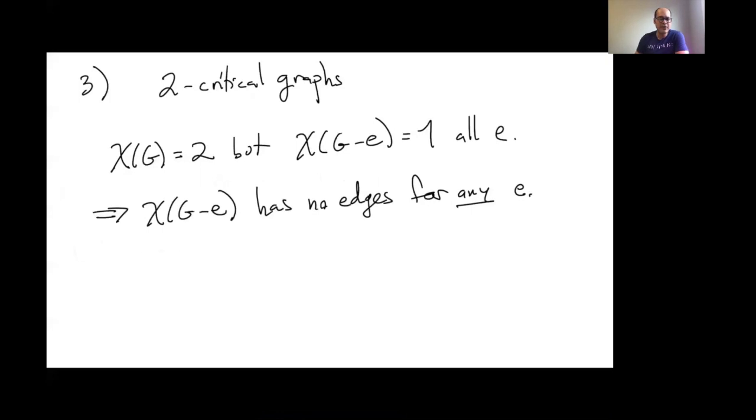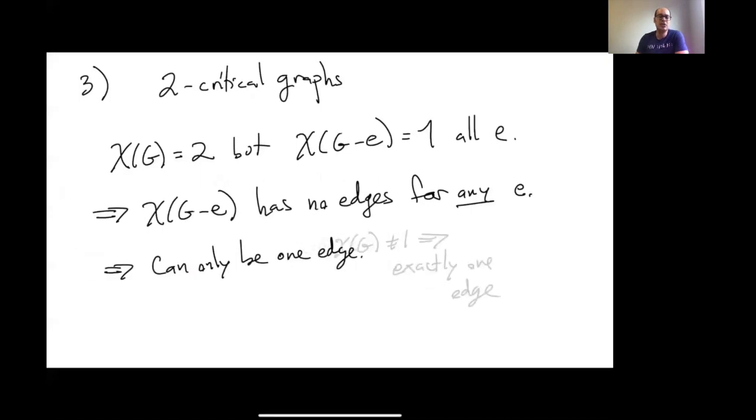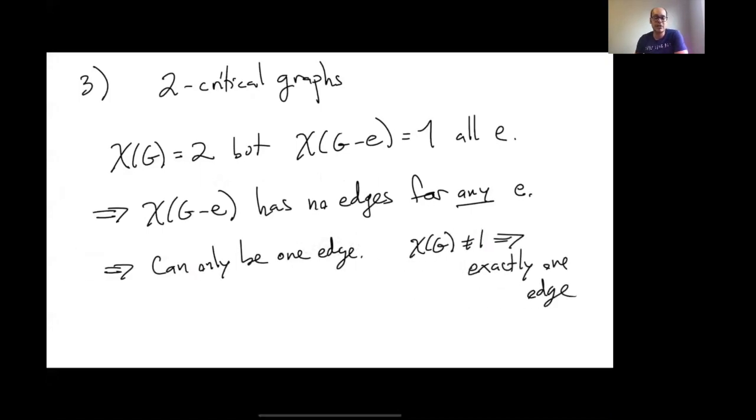And of course, you have to have at least 1 edge because the chromatic number wasn't actually 1, it was 2 originally. If it didn't have an edge, the chromatic number would have been 1. So you have to have at least 1 edge, but you also can only have 1 edge. So you have exactly 1 edge, and the graph must look like this. So it's just a little dumbbell and a couple dots. And that's the only possibility.